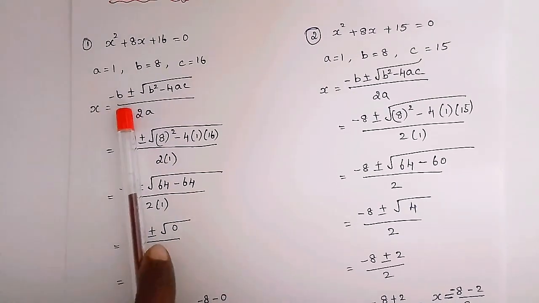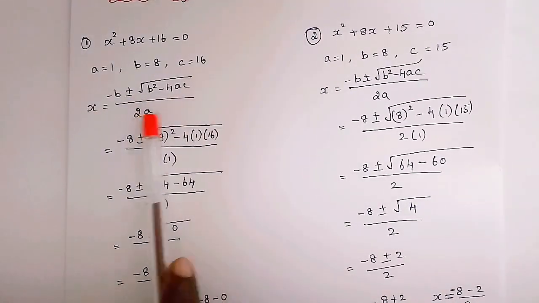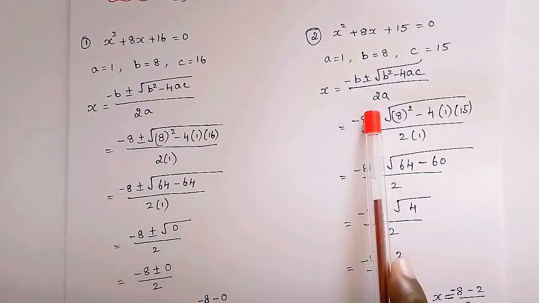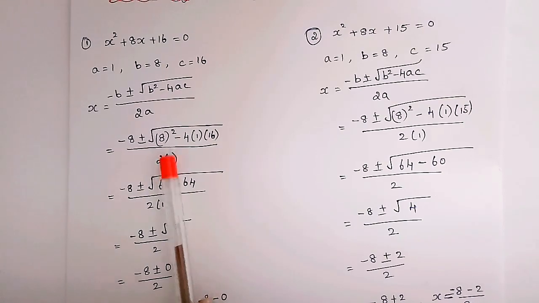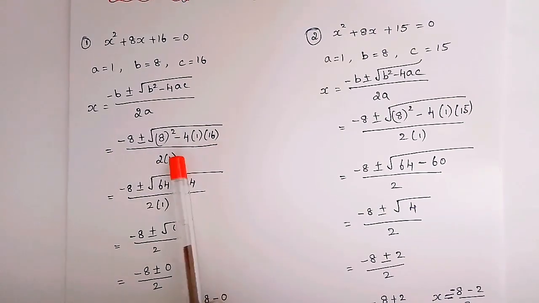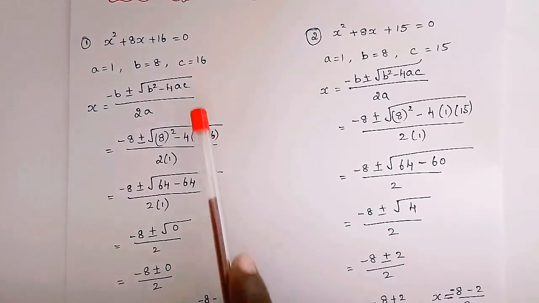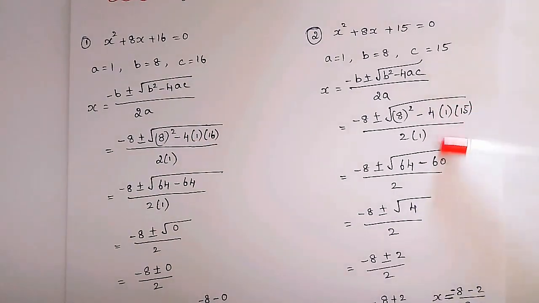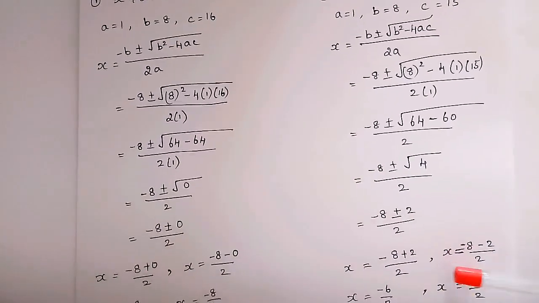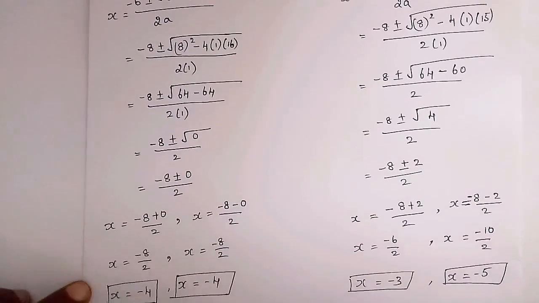x is equal to minus b plus or minus square root of b square minus 4ac by 2a. Here also the same formula. Now we just substituted the values. So minus 8 plus or minus square root of 8 square minus 4 into 16. Like that we substituted and we found the value. Here also the same thing we substituted and we found the values. So you can see here two values we got for this.